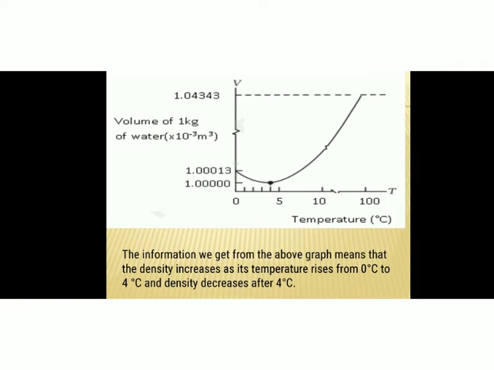See, this is the diagram. It shows the anomalous behavior of water. Here you can see, when the temperature increases, the volume of the water decreases. The volume is decreasing up to 4 degrees Celsius, where it becomes minimum, and after 4 degrees Celsius the volume starts to increase as shown here. When the volume increases, the density decreases. This graph clearly shows the anomalous behavior of water.